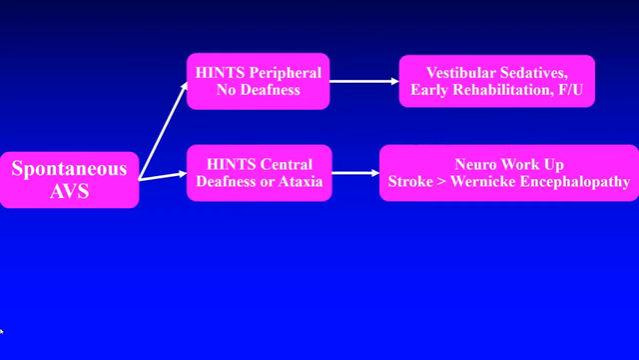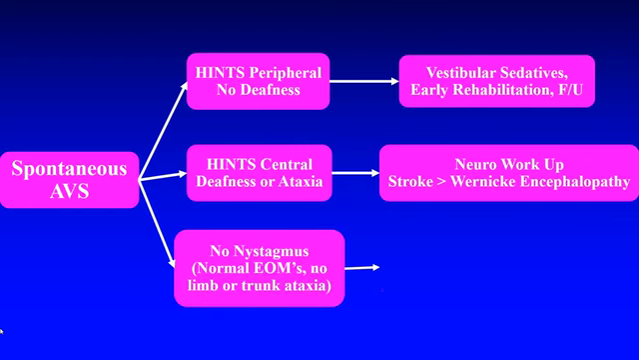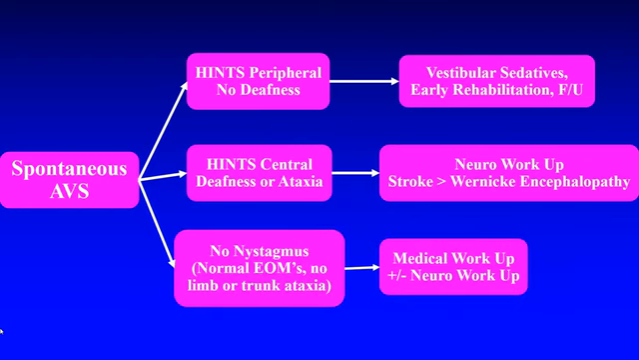Hence central, deafness or ataxia: neuro workup. Stroke is more a possibility than Wernicke encephalopathy. Sometimes you may see a patient with demyelination also. No nystagmus, normal extraocular movements, no limb or truncal ataxia: medical workup plus or minus neuro workup.